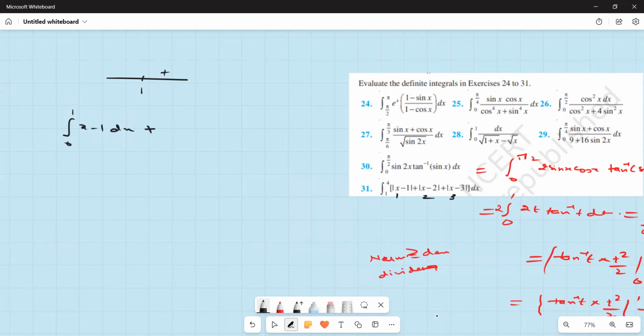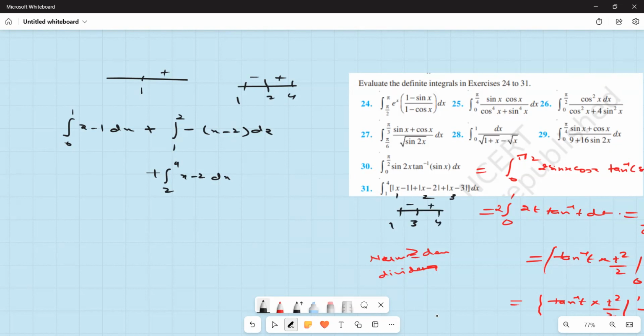Then it is 2. So the second one, 2. 1 is on the left now, and 4 is on the right. So minus here, plus here. So this is 1 to 2 with minus sign, x minus 2, and 2 to 4, x minus 2, positive. Then 3: 1 is on this left side, 4 is on this side. Here it is negative, here it is positive. So minus 1 to 3, x minus 3 dx, plus 3 to 4, x minus 3 dx.